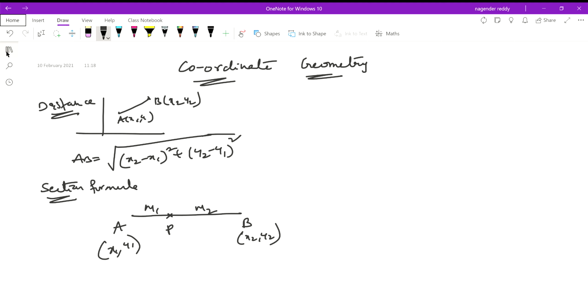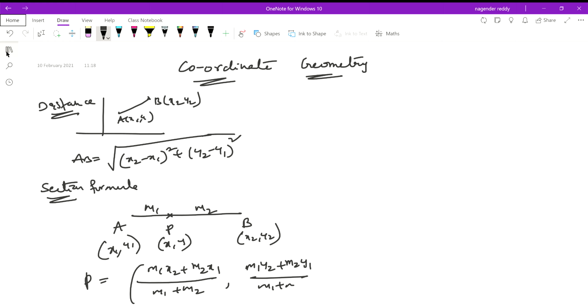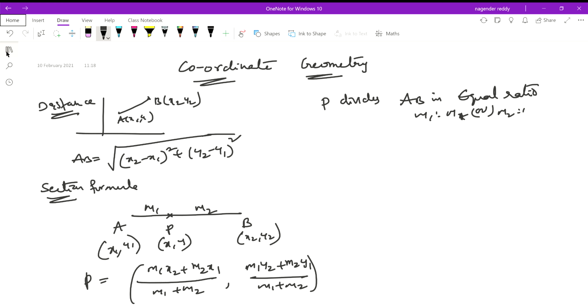Now the formula to find the coordinates of P. Coordinates of P are (m1 x2 plus m2 x1) by (m1 plus m2), comma, (m1 y2 plus m2 y1) by (m1 plus m2). This is the section formula. Suppose P divides AB in equal ratio, for example m1 is to m2 or m1 is to m1 or m2 is to m2, any one.